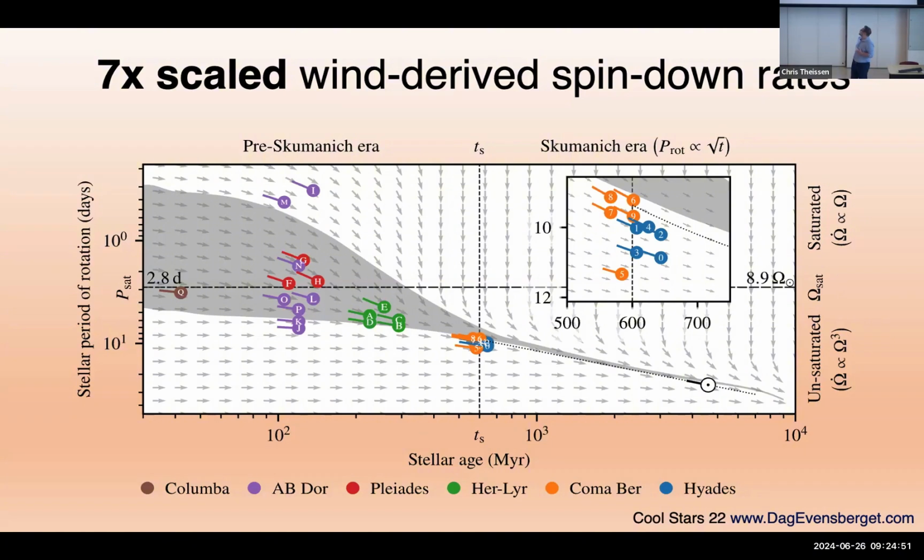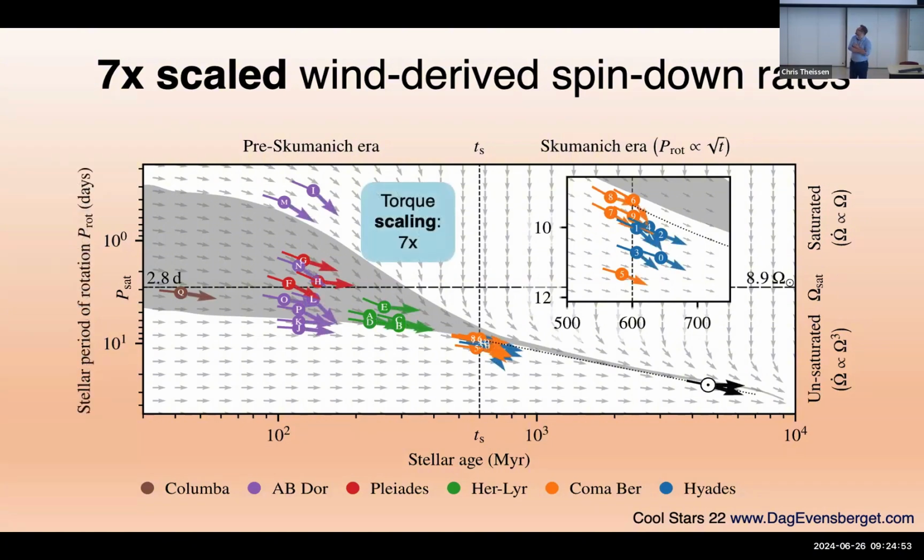And if I now draw the arrows which are calculated from the wind torques and the wind rotational inertia, there's also a good match here. At least we see how, in this region, slow rotators have a much lower instantaneous rate of spin down than these fast rotators.